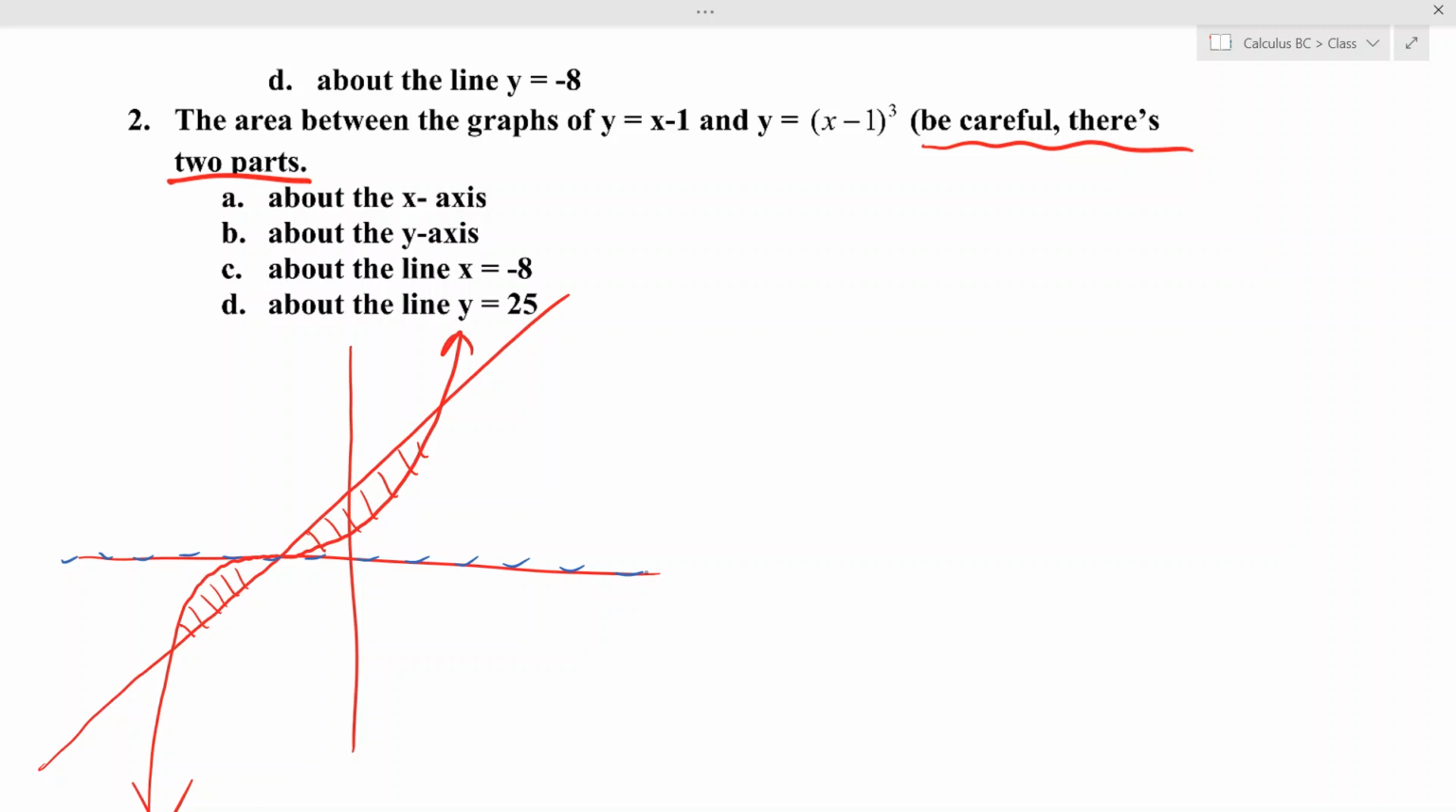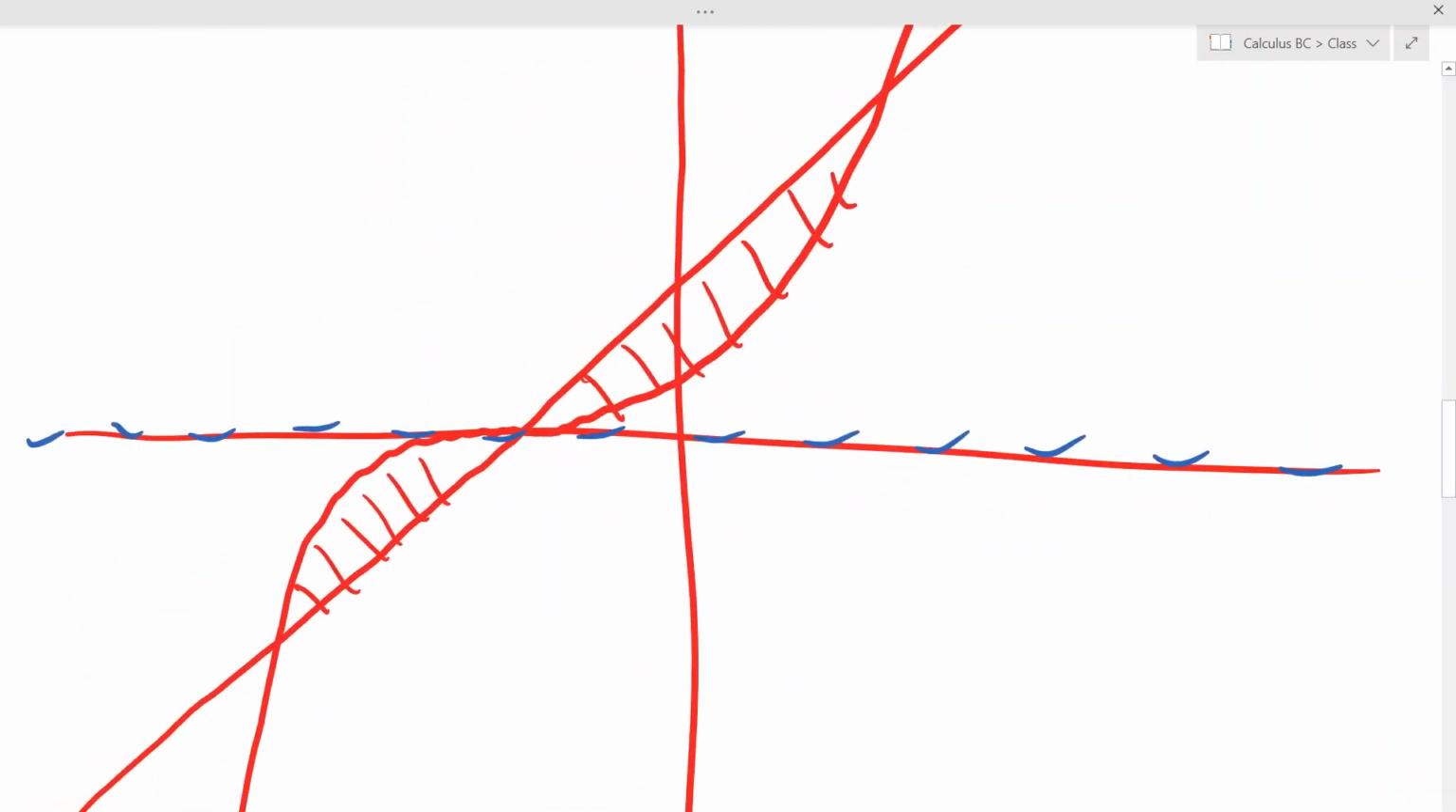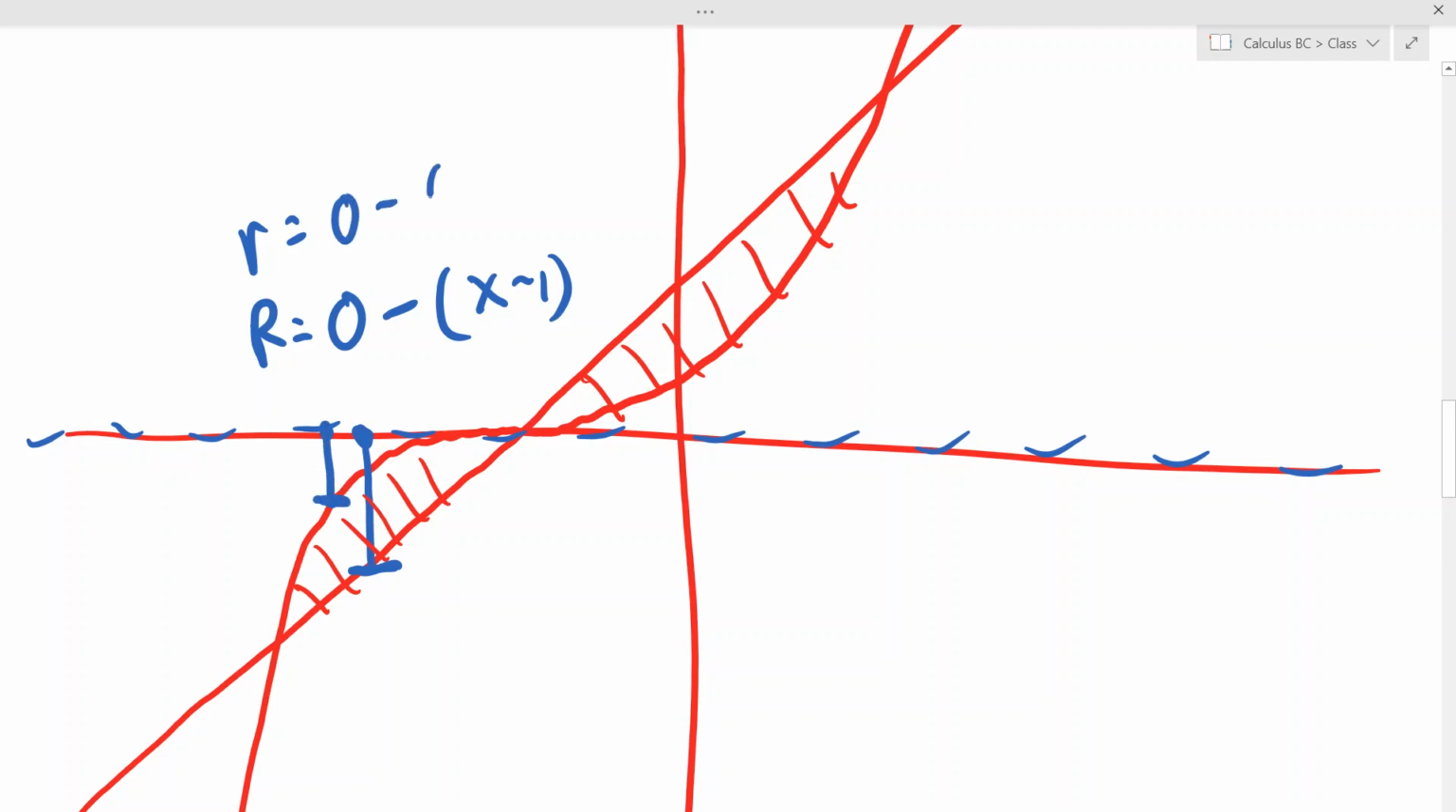So if you look at just that first section there, right here, big R is going to be that right there. So in this section, big R is 0 minus that line, which is x minus 1. Okay, little r, which I'll write up here because I'm going to run out of room, is the first time you hit that shape. So that's 0 minus (x minus 1) cubed. Okay, that's on the left side, and that's going to go from where they intersect, which is this point here.